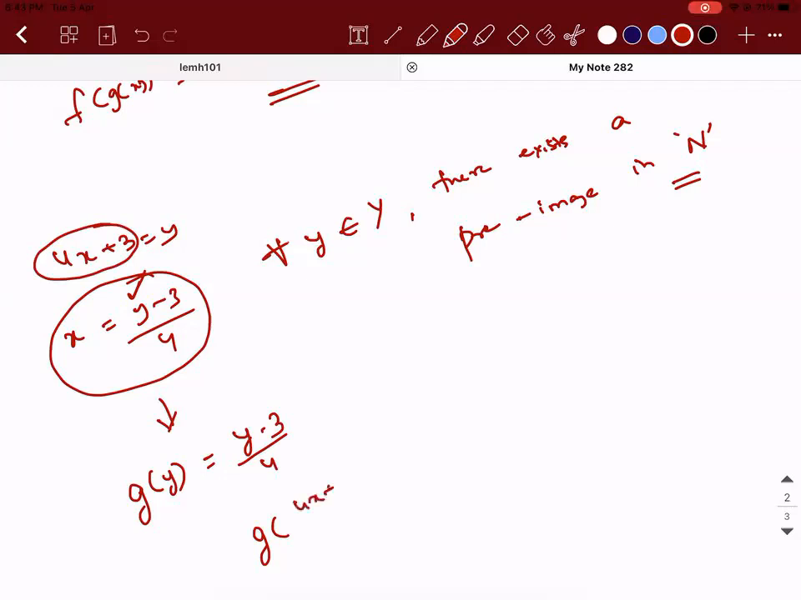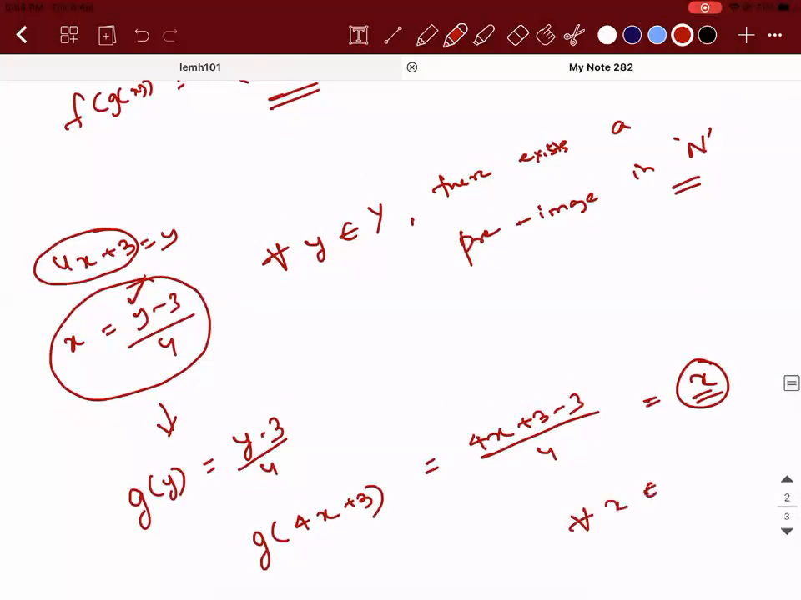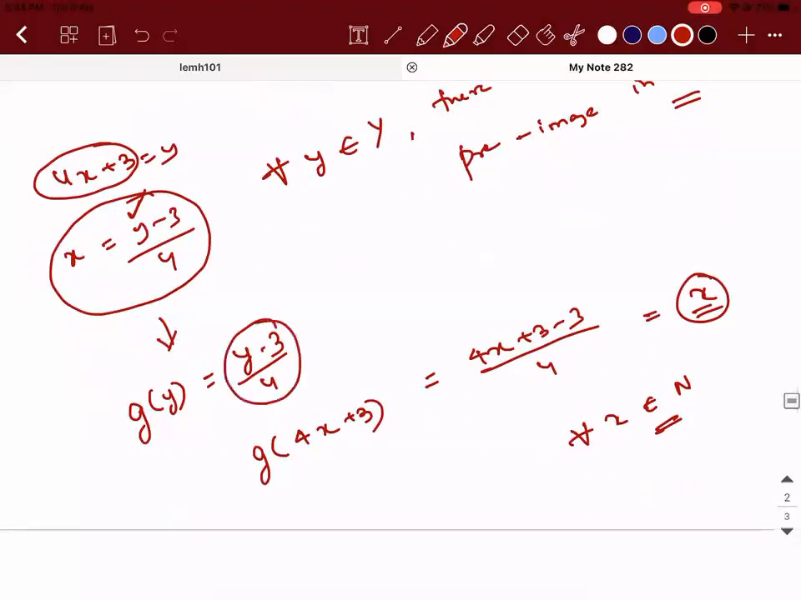So g of 4x plus 3 is going to give you 4x plus 3 minus 3 divided by 4, which is going to be x. And where is this x value coming from? For all values of x that belong to natural numbers. That is the domain of f itself. Hence, it is an invertible function, and this is the inverse.